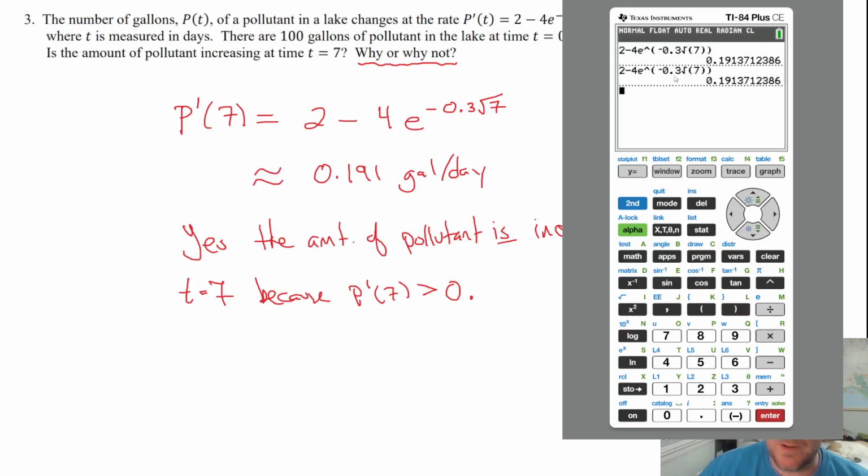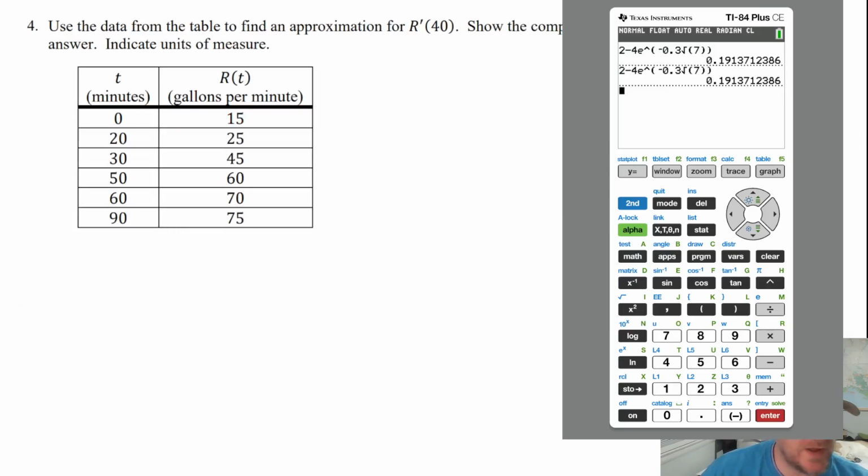But be really, really careful with order of operations and parentheses in your calculator. I hate to see you guys getting these questions wrong when your only mistake is putting a parenthesis in the wrong place. So if you have any questions about how to do that, make sure you ask me. All right, but that's 3. Let's move on to 4. And I guess turn the calculator off for the moment.